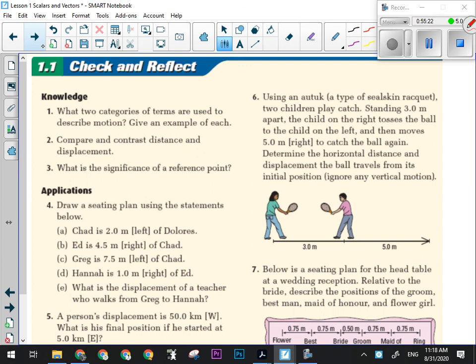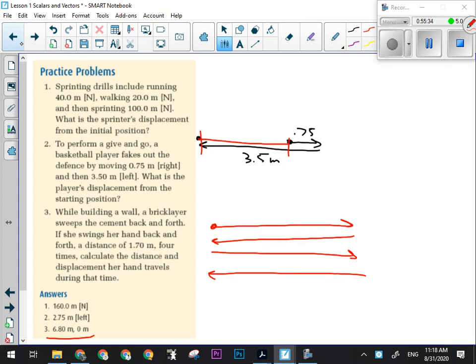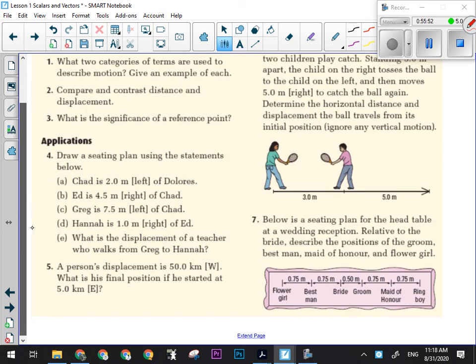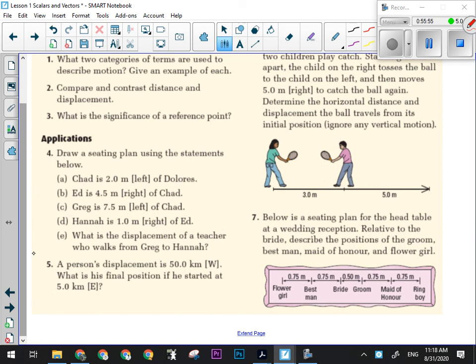If we're looking at some of these questions, obviously we've talked about 1, 2, and 3 already. Number 3 talks about a reference point. In a lot of these questions that we've looked at, we always had our reference point. It's kind of our starting position. Without that, it's pretty hard to figure out where everything is going and how far it's gone. So the importance of a reference point is it essentially gives us position 0 to work from.